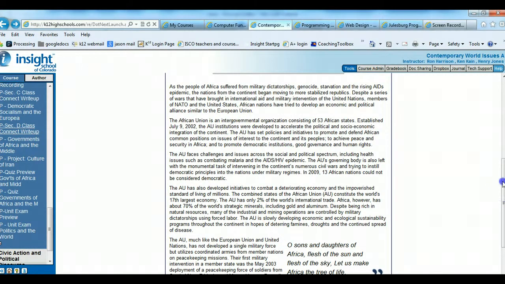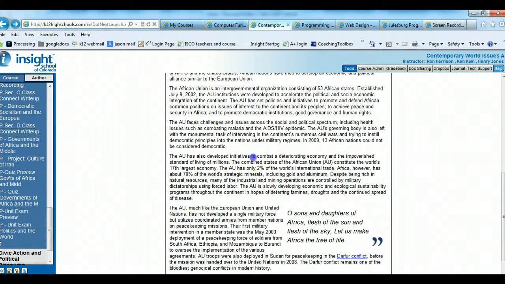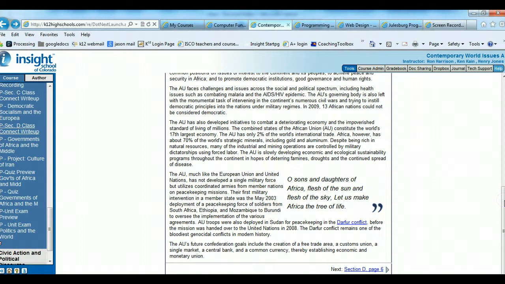But you can also see down here that they are trying to combat poverty and really low standards of living. The African Union, the 7th largest economy in the world, but they have very little international trade. But they do contain, look at this, 70% of the strategic minerals, gold, and aluminum in the world. So they're rich in natural resources, but they don't have enough money to take advantage of those natural resources. So they're really, really poor. And that's really the biggest issue with the countries of Africa.